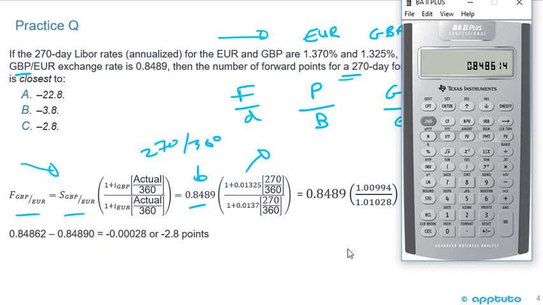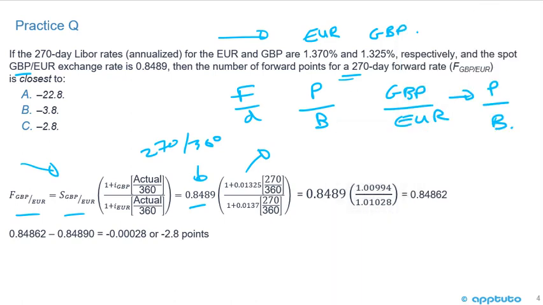0.8489, and we've got our forward rate of 0.848614, okay. Going to subtract our spot rate, 0.8489, forward minus our spot rate. And recall, we're going to multiply by 10,000 to get our points, and it's negative 2.86. It's closest to C, negative 2.856, okay, or negative 2.8.